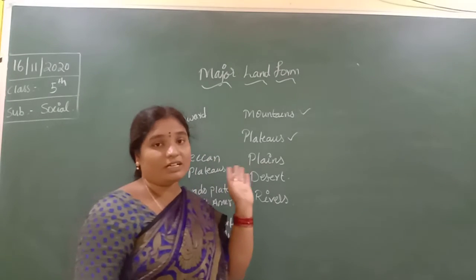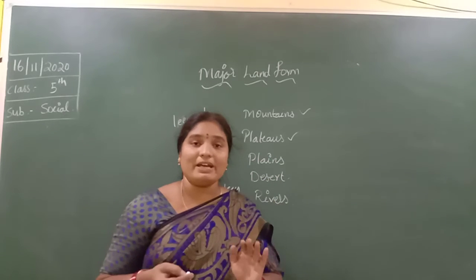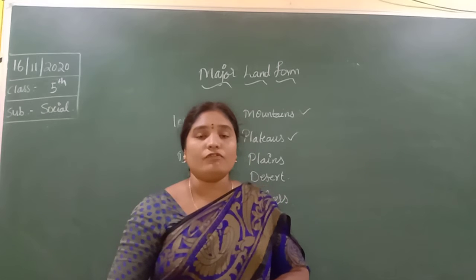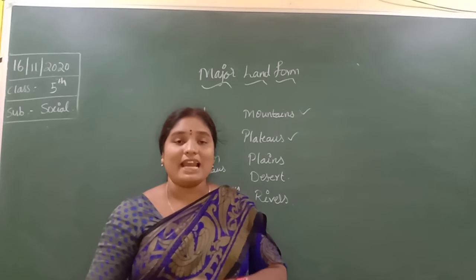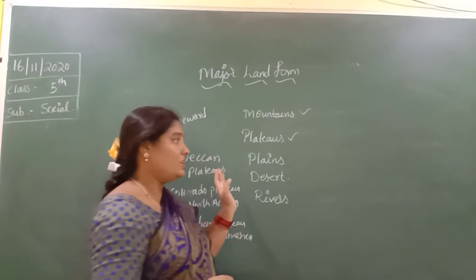What is that? A leeward. Understood now, children? The plateau which is surrounded by the hills and gets low rainfall is known as a leeward. What is a leeward? Next one, canyon.